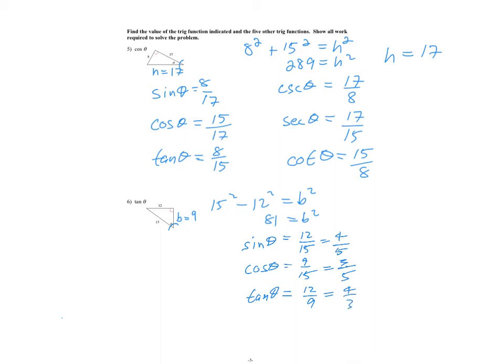The reciprocal of the sine is a cosecant. Reciprocal of 4/5 is 5/4. Reciprocal of the cosine is the secant. Reciprocal of 3/5 is 5/3. Reciprocal of tangent is the cotangent. Reciprocal of 4/3 is 3/4.